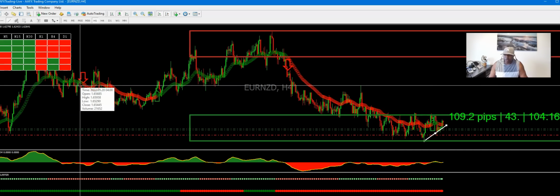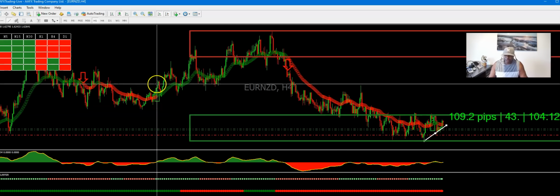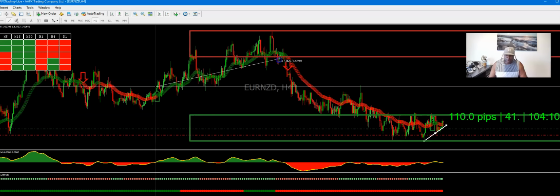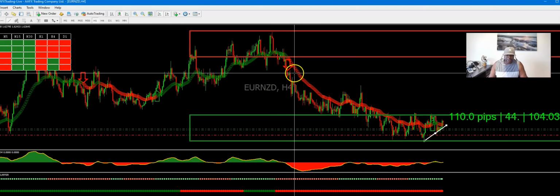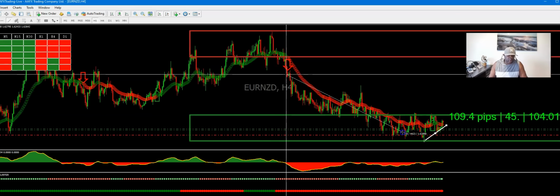Okay, from this arrow, it did 174 pips, and then from this arrow, all the way up to where you would have got out definitely at the top of the zone, 423 pips, and then this one from here to here to the bottom of the zone was 495 pips.